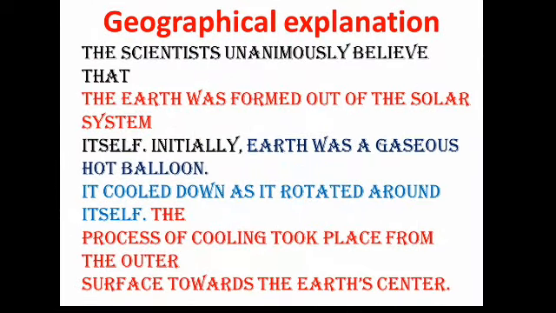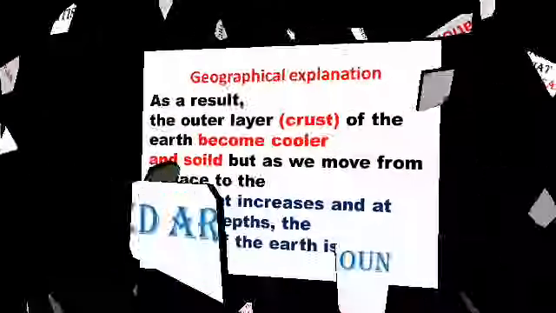The scientists believe that the earth was formed out of the solar system. Yes, like some theory or facts you have already studied. The earth was formed out of the solar system itself. Initially, the earth was a gaseous hot balloon, and it cooled down as it rotated around itself. And the process of cooling took place from the outer surface toward the earth's center. You must know that the cooling took place from the outer surface toward the center.